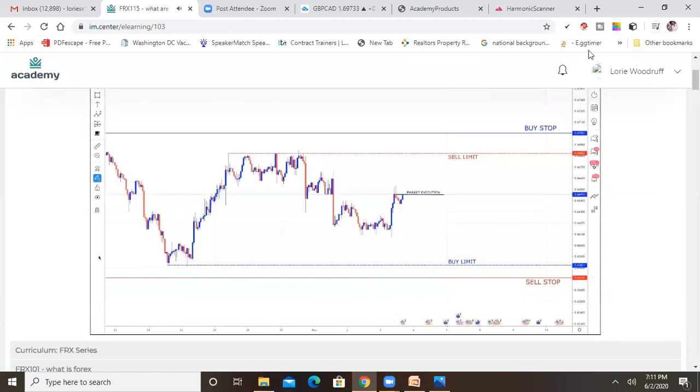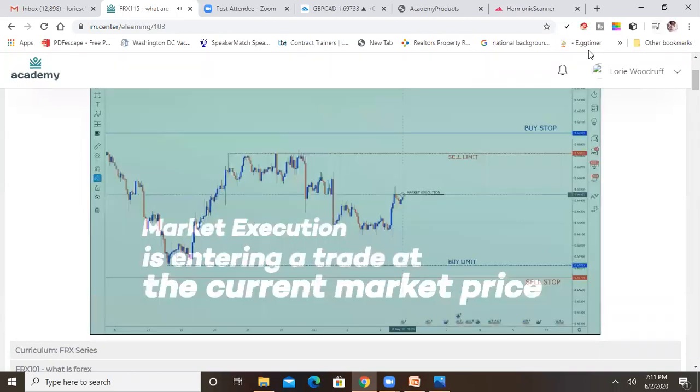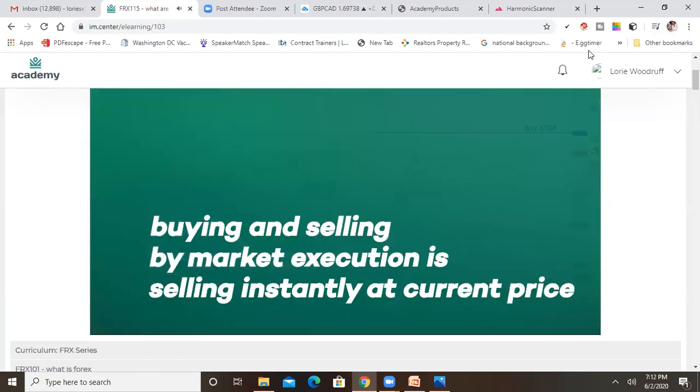So let's start by looking at market execution. Market execution is where the current market is at right now. By market execution, we can choose to buy and expect the market to go up and make money, or we can put in a sell market execution where we're expecting the market to sell off immediately to start making money. So buying and selling by market execution is buying or selling instantly inside of the market at the current price.